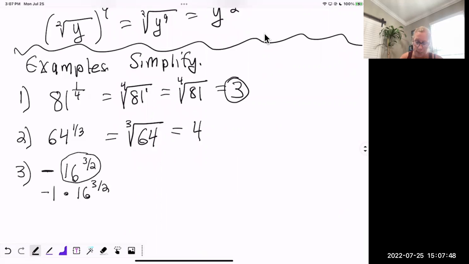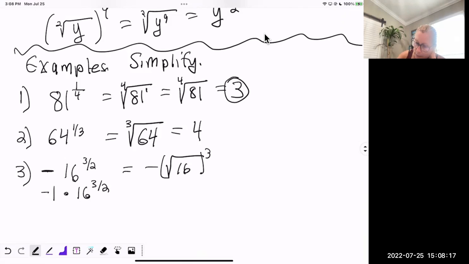There's no parentheses. Versus if I gave it to you this way, then that means the negative also gets the 3/2 power. But that's not what I said. The negative is by itself. All right, so it is negative the square root of 16 to the 3rd power.